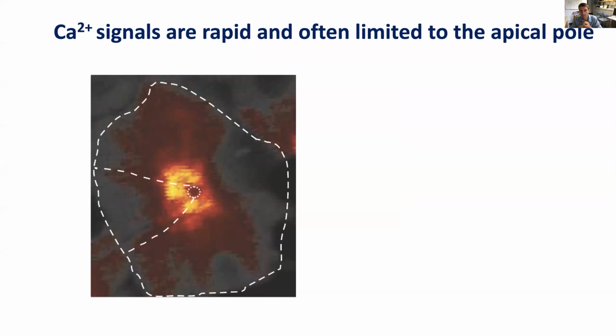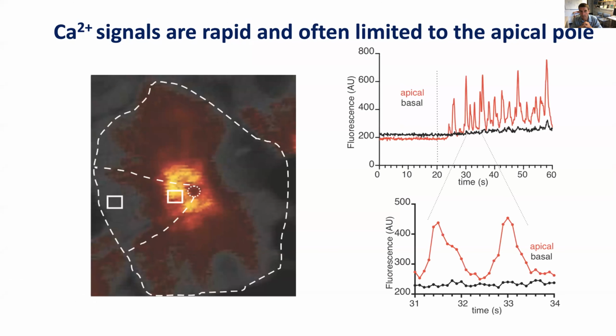If we measure the calcium signal again in that acinar cell and essentially just look at the fluorescence within regions which represent the apical or the basal region, you can see that you get these much faster calcium oscillations which are restricted to the apical region of the cell. They're not globalized. There's pretty much nothing going on in the basal regions of the cell. So that's another difference from the in vitro data.